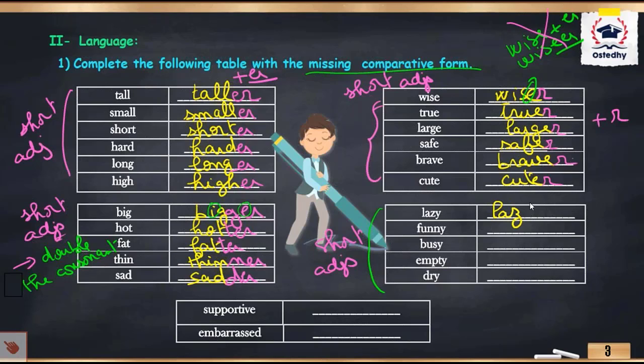So it's lazier. Absolutely. So what did I add? And here? The Y becomes I. I-E-R. Good. This is the next one. Funnier. Okay. Funnier. So I will add exactly the same thing, which means the Y becomes I. Absolutely. Then the same, busier.